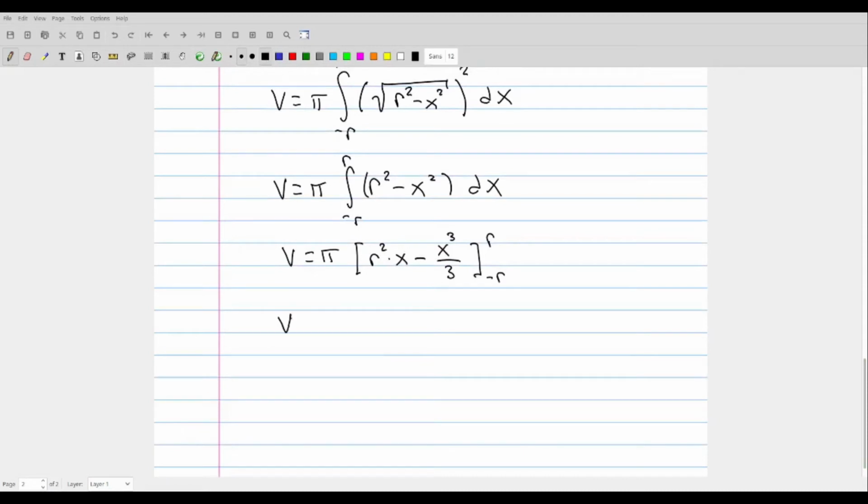And sure enough, when we plug into this, you get that this is going to be equal to r squared times r minus r cubed over 3. You have here minus r squared times negative r minus negative r cubed over 3, which looks kind of long, but it simplifies nicely. This is the same as this right here. So you have plus, there's going to be 2 times r cubed.